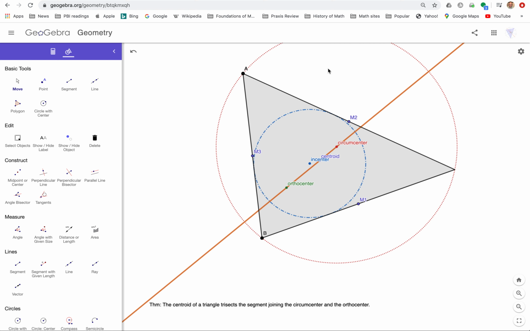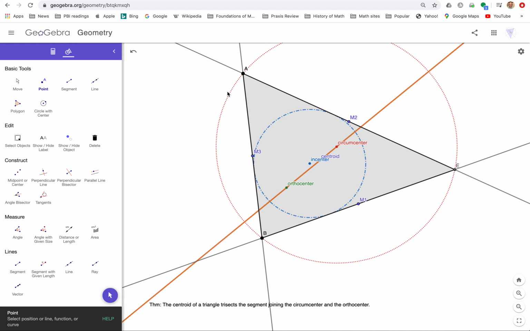Here's another one. On this, I'm going to extend these sides out to where we can see their extensions, how far out they go. And I'm just going to put a single random point on this circumcircle. Okay. Now, notice if I place it on that, I can drag it around and put it anywhere I want on the circumcircle.